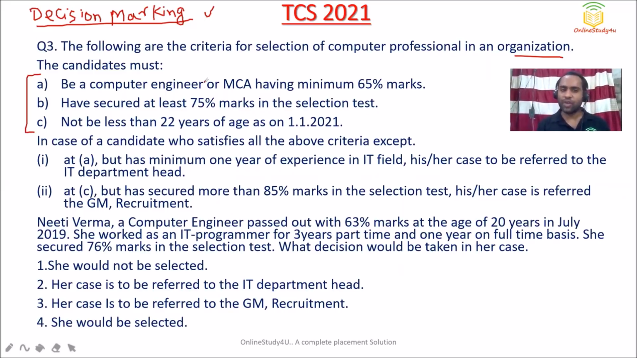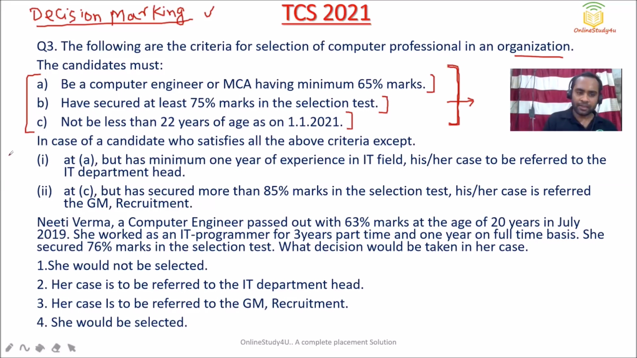The criteria are: you have to be a computer engineer or MCA, and minimum you should have scored 65% of the marks. Okay, and you should have scored at least 75% marks in the selection test, and not be less than 22 years of age on 1/1/2021. So friends, if you fulfill all these three criteria, then your selection as a computer professional in the organization will happen. But if you don't satisfy any of these three criteria, then you will not be qualified.